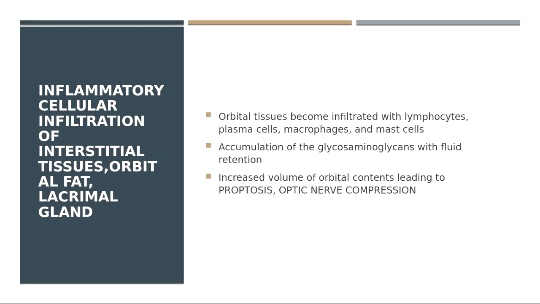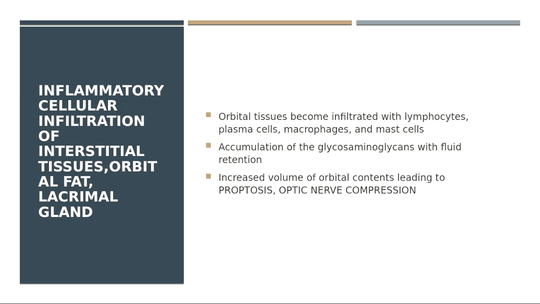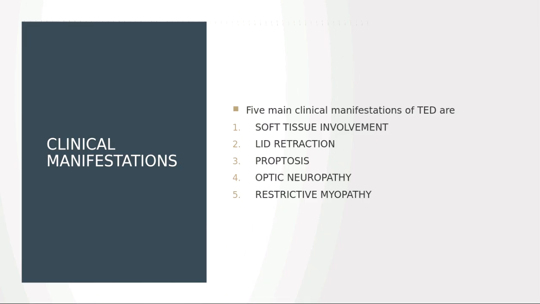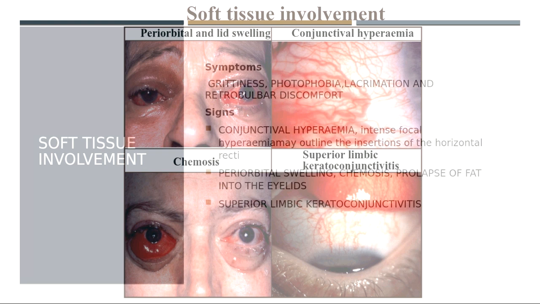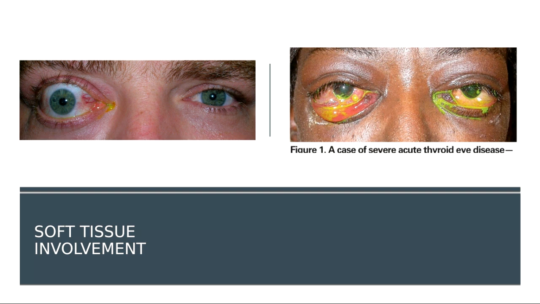So basically, you do know the features of thyroid eye disease, right? You get fusiform enlargement of your extraocular muscles and sparing of the tendons. Everybody knows that. So I'm not going to dwell too much on this. We can just answer a few MCQs since we had the lecture already.